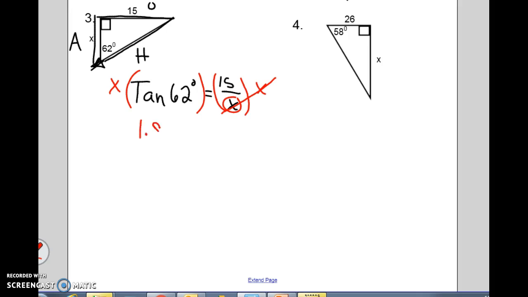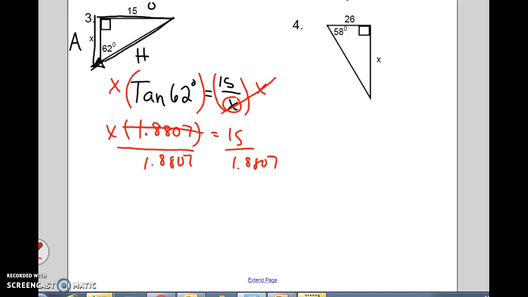What is tan 62? In your calculator, push tan 62 and tell me what you get. 1.8807. So x times this is equal to 15, correct? Is x by itself? No. So now I need to divide by 1.8807. So now x equals what? 7.9757. How many of you have that? Okay. How many of you figured out what you did wrong? Good. That's what I like to see.